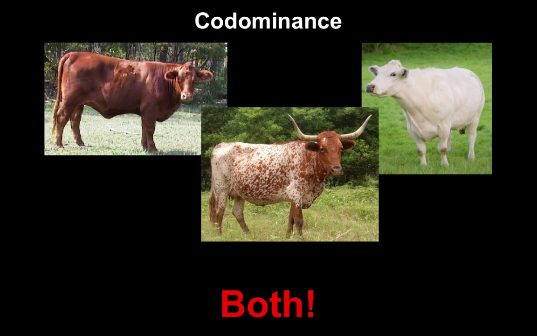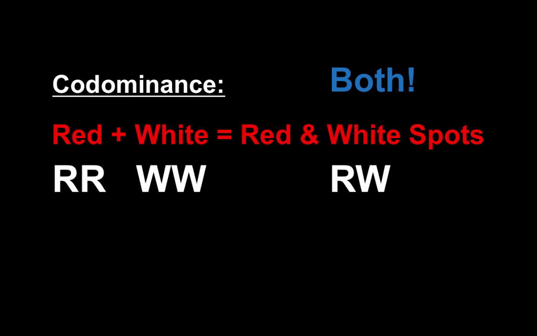And again, this is a different type of inheritance from both incomplete and regular. And I think of it as both of them showing up. So it's like co-captains. They both show up. And again, we're going to write this slightly differently. Red is still going to be two big R's. But instead of using primes or little letters, because these are completely different dominant alleles, I'm going to use an entirely different letter. So white would be big W, and then the heterozygous, which is big R, big W, would be spots. So again, red plus white equals red and white spots. They both show up.